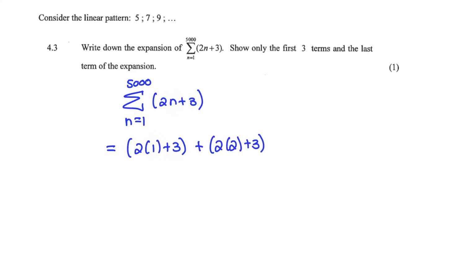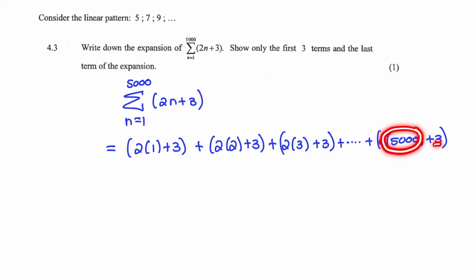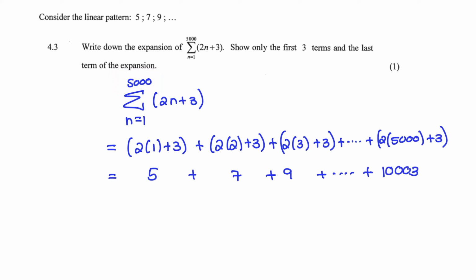The second term would be 2 times 2 plus 3. The third term, 2 times 3 plus 3. And the last term, 2 times 5,000 plus 3. And the 5,000 is the top number from the sigma notation. And when I simplify, I have 5 plus 7 plus 9 as my first 3 terms. And I continue with this pattern up until my last term of 10,003.